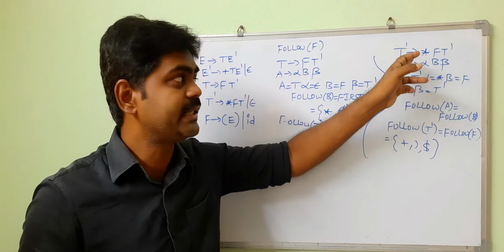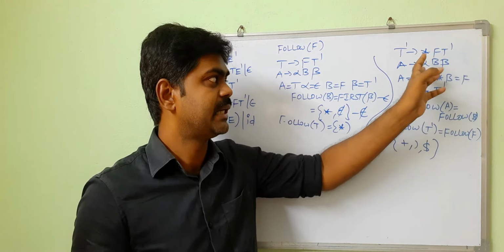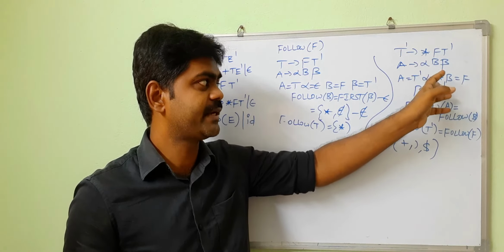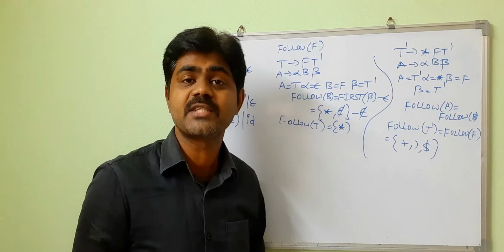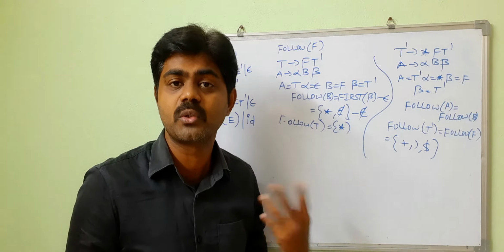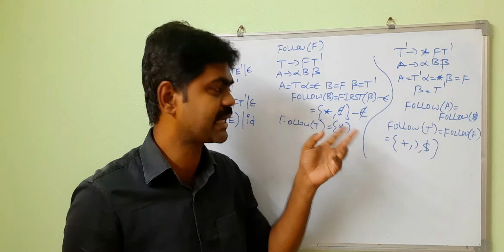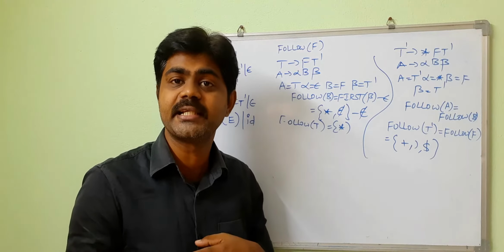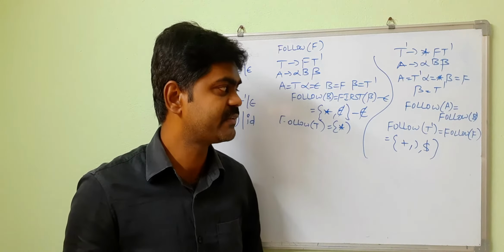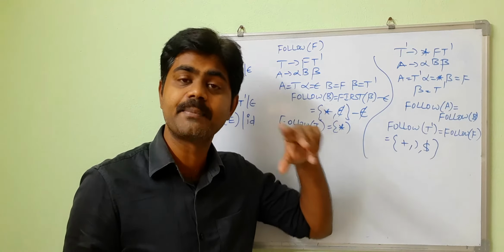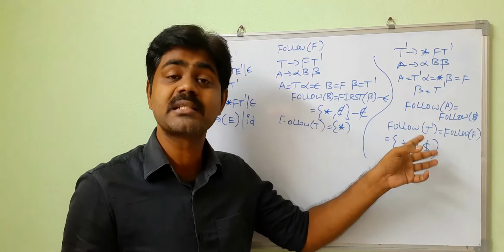And we have another rule, right? T' tends to star FT'. So A tends to alpha B beta, and A equal to T', alpha equal to star, B equal to F, beta equal to T'. As we know, first of beta contains epsilon, then we go for rule 3. In first of beta, that is first of T', we have star comma epsilon. So we go for rule 3, that is follow of A equal to follow of B. So we get follow of T' equal to follow of F. We already found out follow of T' in the previous one. So we got plus, right parenthesis, comma dollar.